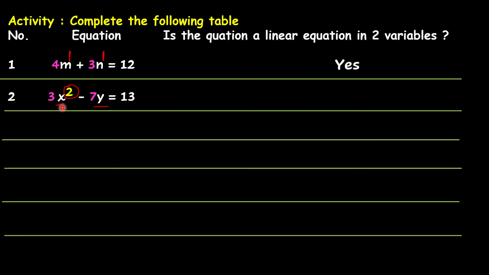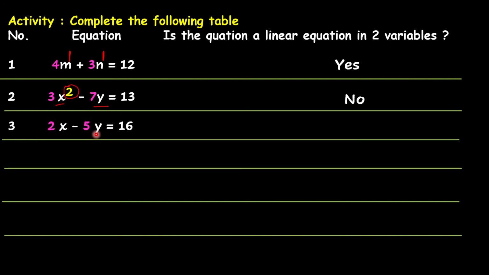लक्षात घ्या इथे इक्वेशन इन टू व्हेरिएबल साठी प्रत्येक टर्मची डिग्री किती लागणार आहे 1 लागणार आहे पण इथे पहिल्या टर्मचीच डिग्री 2 आलेली आहे. That means the given equation 3x square minus 7y is equal to 13 is not a linear equation.